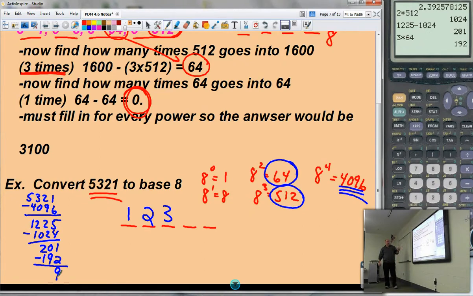So I go to my next one. How many times does 8 go into 9? And the answer is once. And if I subtract 8, I have 1 left. And then how many times does 1 go into 1? 1 time. So your answer is 1, 2, 3, 1, 1.